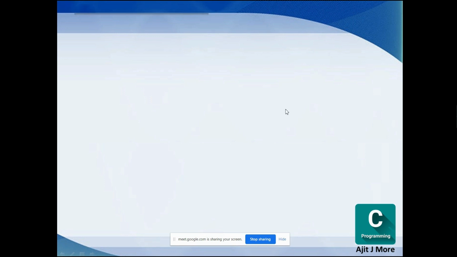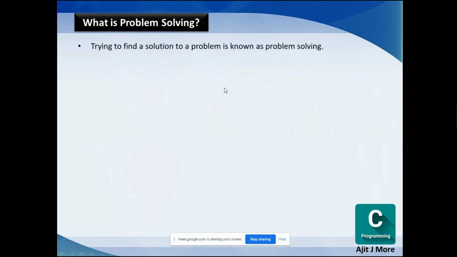Then what can you call problem solving? Problem solving means achieving that goal, clearing that obstacle, or achieving that objective. Once we are able to achieve our goal, we'll say our problem is solved, right? So trying to find a solution to the problem, we call it problem solving. I am told to arrange the numbers in increasing or decreasing order.